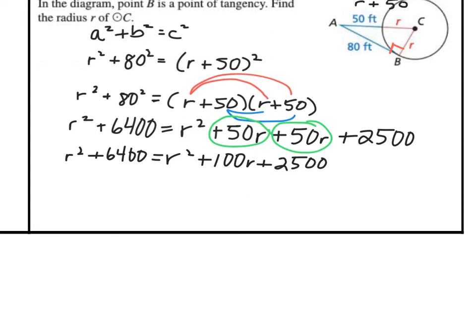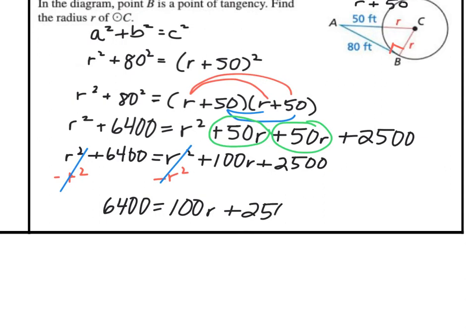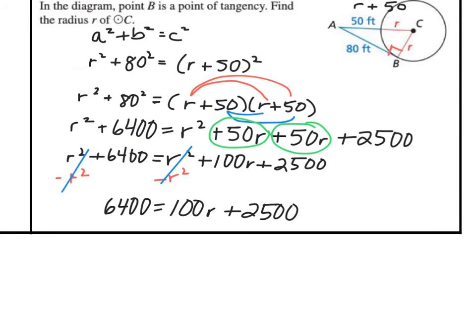So we always want to get our variables on one side. So we could start with the R squareds. This is a positive R squared, so how would I take it away? You would subtract it. So if I subtract R squared from both sides, what's going to happen? They cancel each other out. Hooray. And so you are left with this equation, which is really not so bad. It's just a two-step equation. 100R plus 2,500. I need you to solve that equation for R, get the radius.